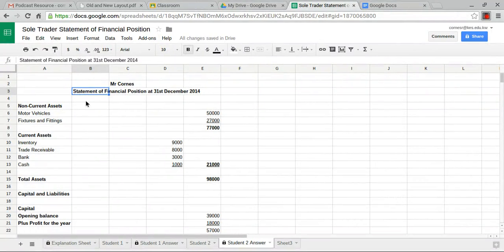What I'm just going to look at today very briefly is what's now called a statement of financial position. It used to be called a balance sheet, and we'll have a look at a few changes that have happened. It's been changed in name because of something called International Accounting Standards, and that's just a standard way of doing final accounts, and it's used across the world.